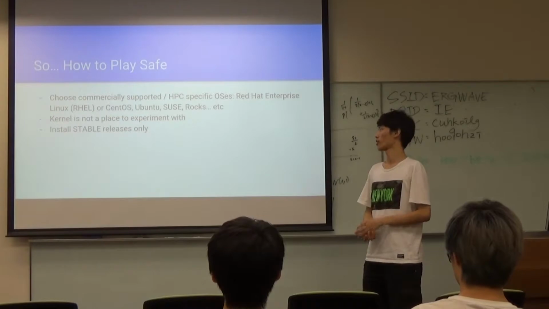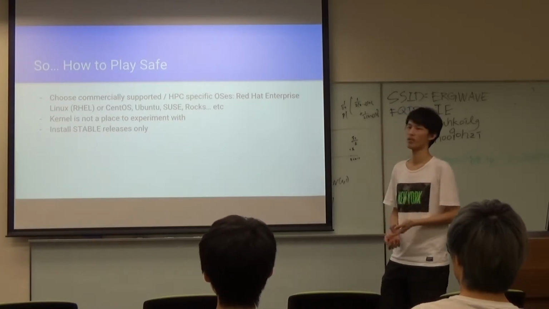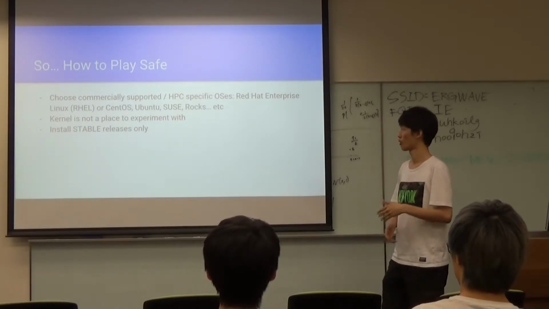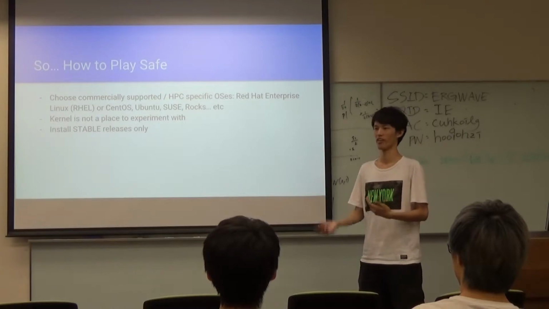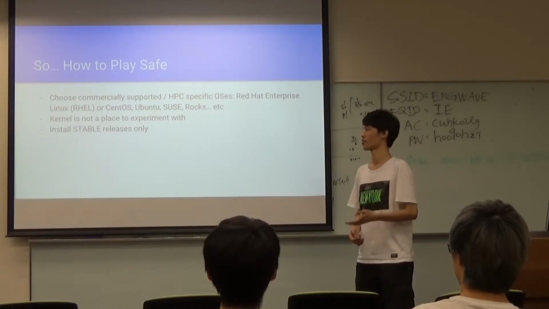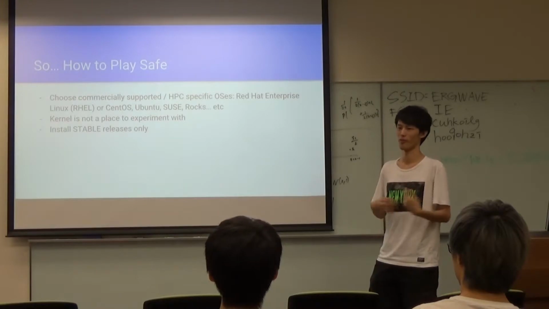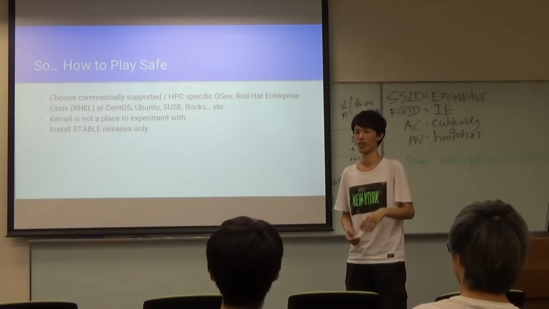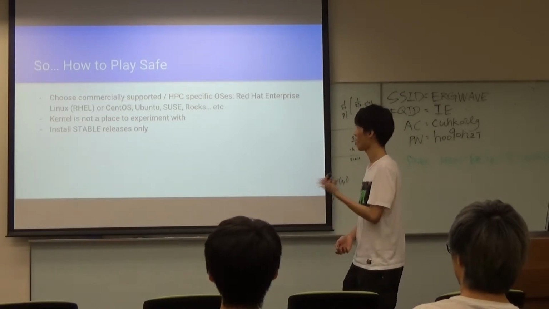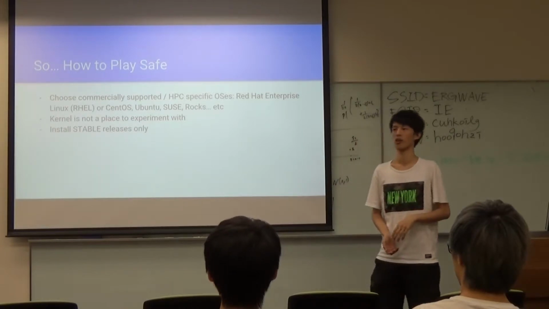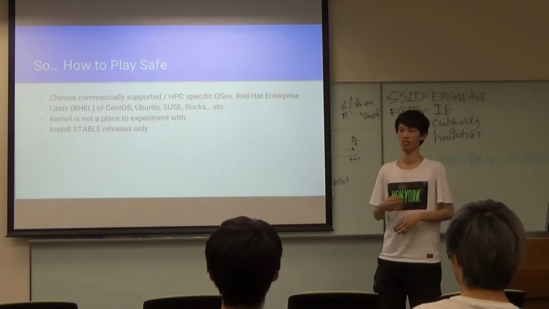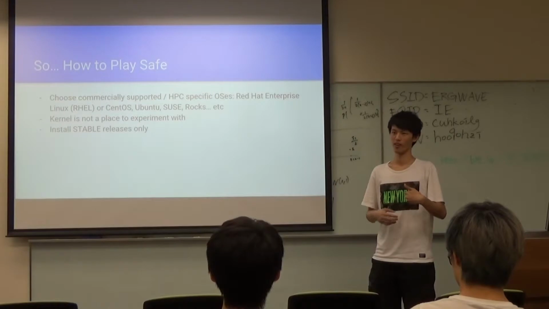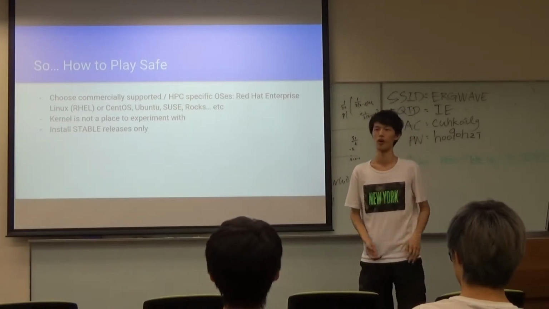And then the kernel is not a place to experiment with in HPC, because in HPC we like to provide a really stable environment for people to run their software. So we don't usually change the code on the kernel, unless you are powerful enough to ensure that if you change any lines of code in the kernel, it won't crash the system. And then the last thing is that we usually install stable releases of software, because some bleeding edge software could cause problems. Maybe they improve some features, but sometimes they also cause some regressions, or they introduce new bugs in the code.